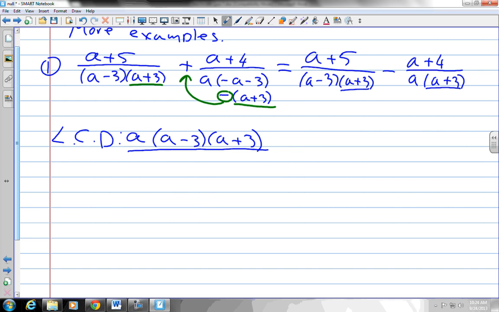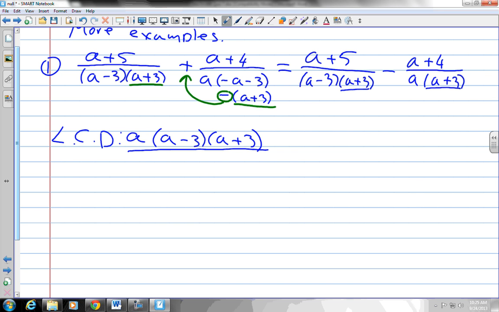Well, we just look at the highest exponents. I see a plus 3 to the power 1. I see a plus 3 to the power 1. So I just need a plus 3 to the power 1. If one of those was squared and the other one was cubed, I would just take the cube, because the cube includes the square in it. So it gives you the divisibility that you require. So are we happy with the LCD?